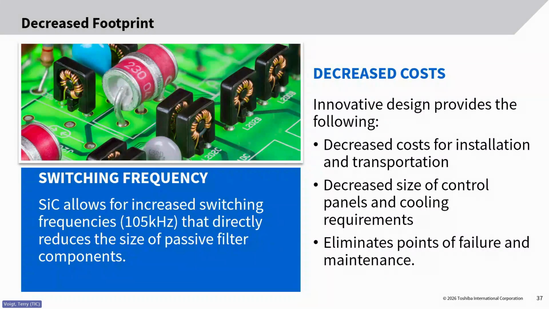How can we get a lot of filters, essentially a sine wave filter on the input and a sine wave filter on the output, plus an EMI filter? How can we get all of those filters in such a small package? The reason is the high switching frequency. Because the switching frequency is so high, that greatly reduces the size of the magnetic components that are needed inside the drive. The actual switching frequency of the drive is 105 kilohertz.